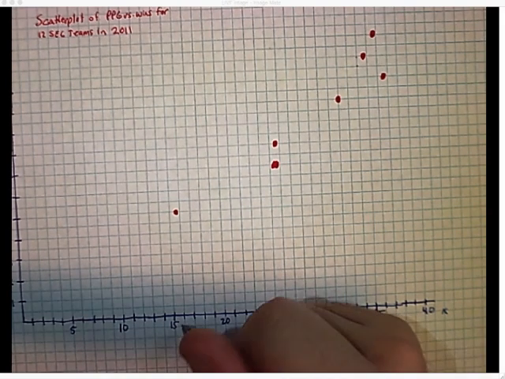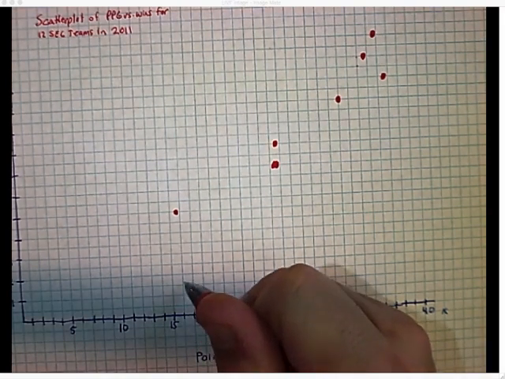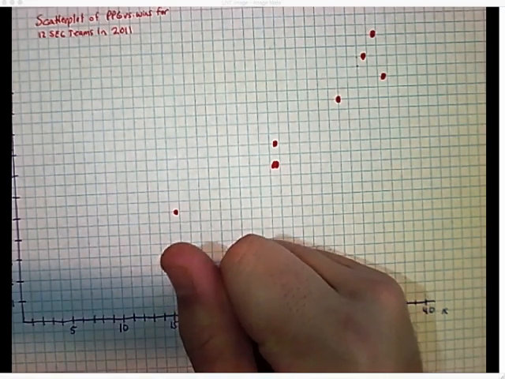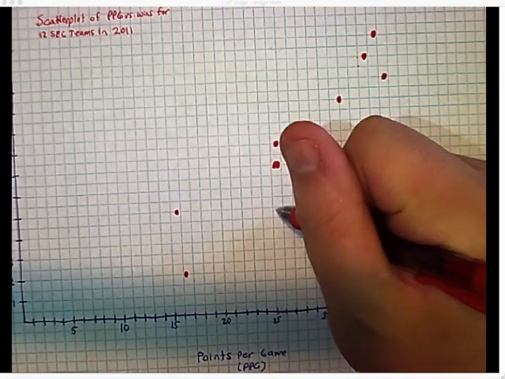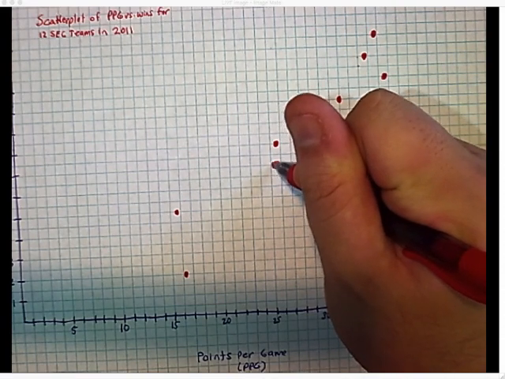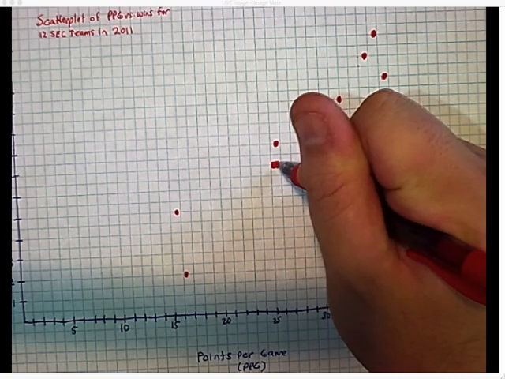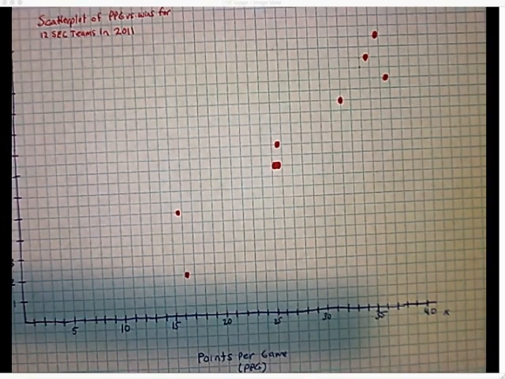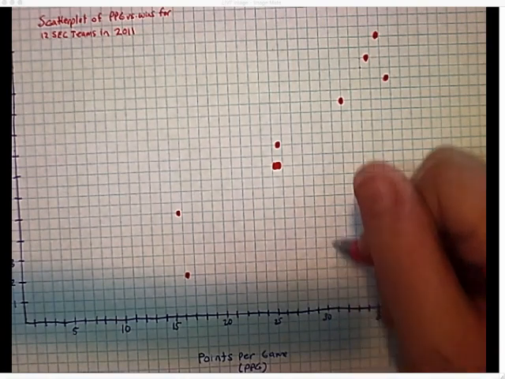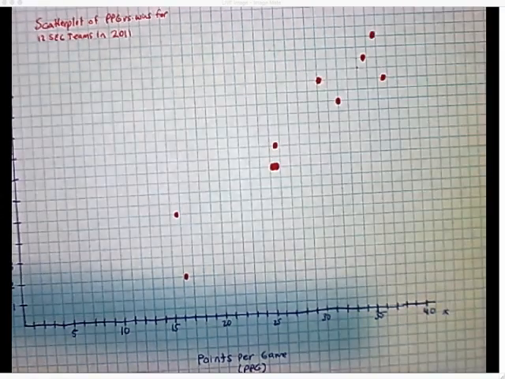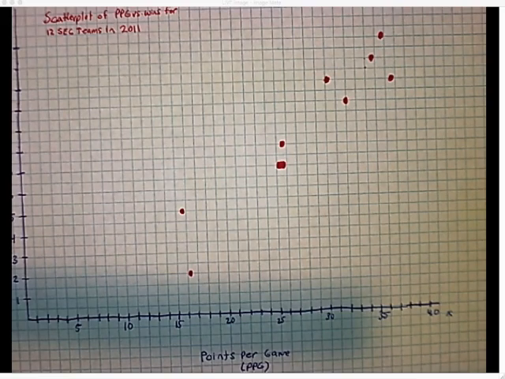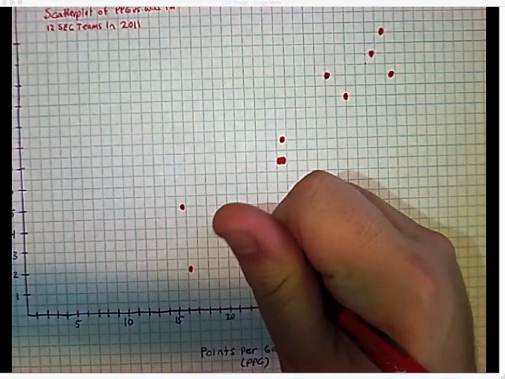Ole Miss had 16.1, but only 2 wins. Mississippi State had 25.3 and 7. So 25.3 and 7. This is another dot, basically. So now this represents two dots. There's two dots there, really close to each other. South Carolina had 30.1 and 11. 30.1 would be a little bit further, right there. Tennessee had 20.3 and 5.